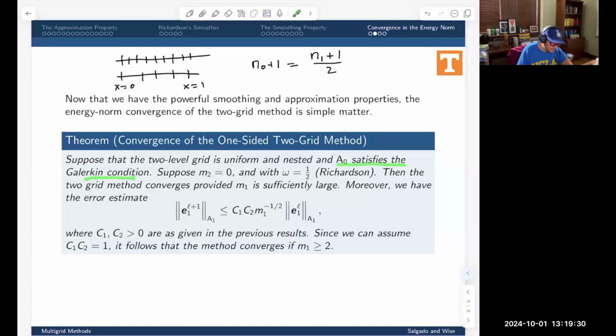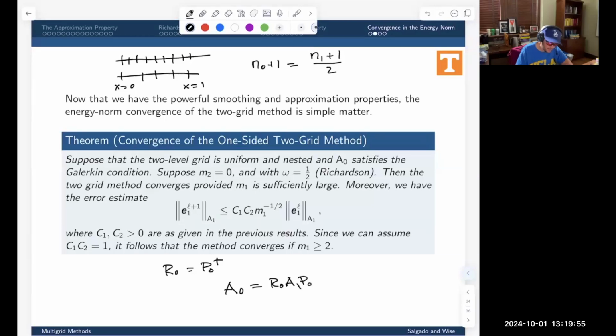A0 satisfies the Galerkin condition. What does that mean? Well, we know what our prolongation and restriction matrices are, and we have discussed the fact that R0 equals P0 transpose. Now, all I'm saying is A0 must be R0 A1 P0. So it satisfies the so-called Galerkin condition. This is what we mean by saying that A0 satisfies the Galerkin condition. That's that condition right there.